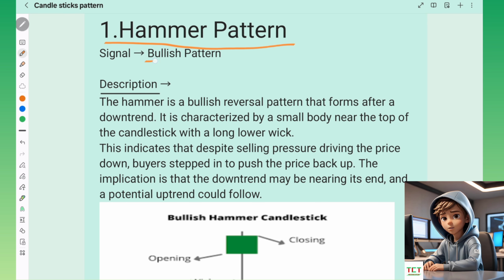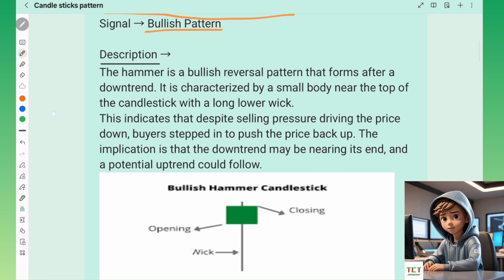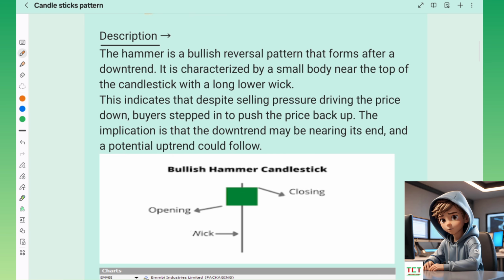This is a bullish pattern type. Means if this pattern has been seen forming, that means the market may go upwards from this point. This is a reversal pattern, means when the market is falling or in a downtrend and a bullish hammer candlestick is formed, then we can say that the downtrend may end and now the market will move upward from this point.